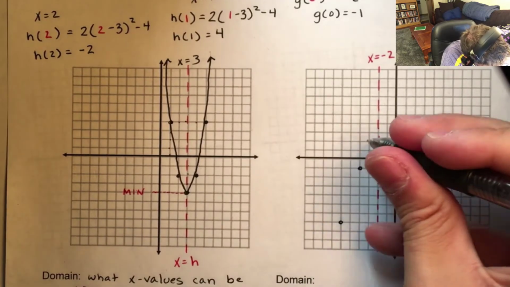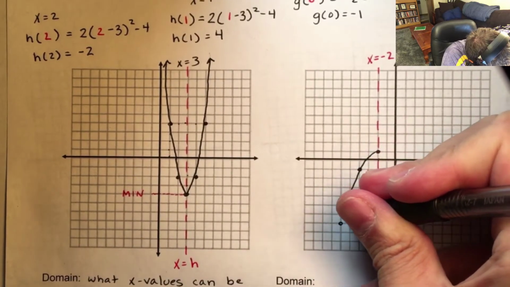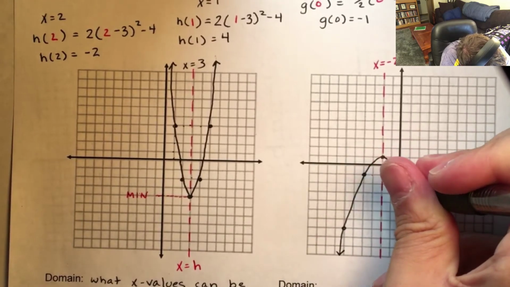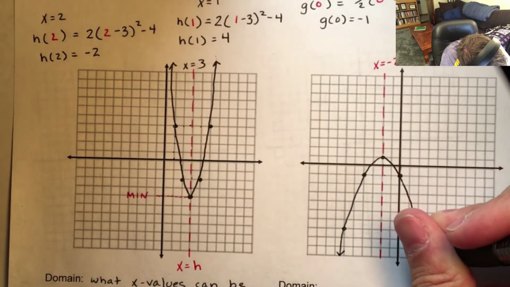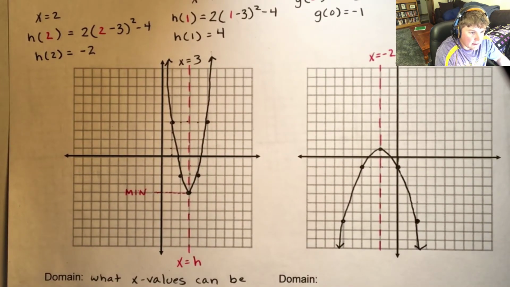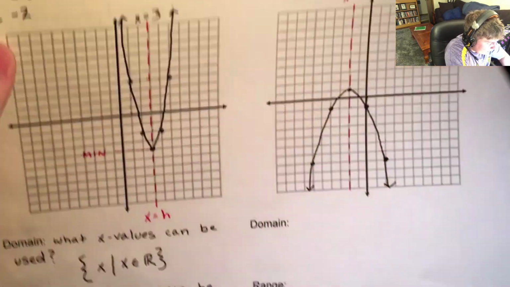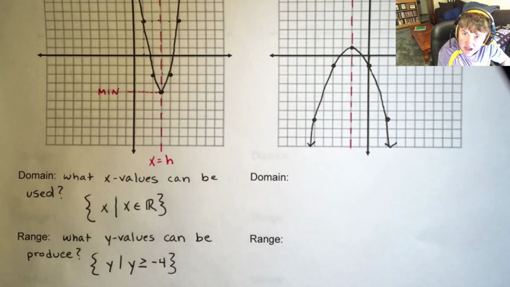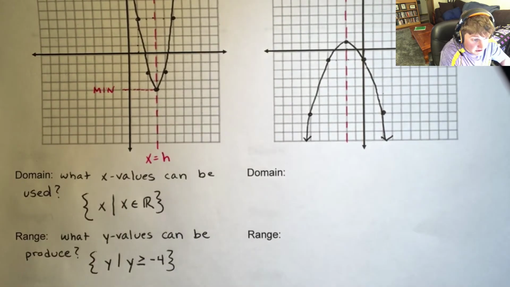And this graph is definitely wider than the other ones. It's opening down, nice and symmetric looking. Okay, so let's go ahead and do the domain. What x values can be used? Well, is there any x value I can't use? No, I can use all of them.